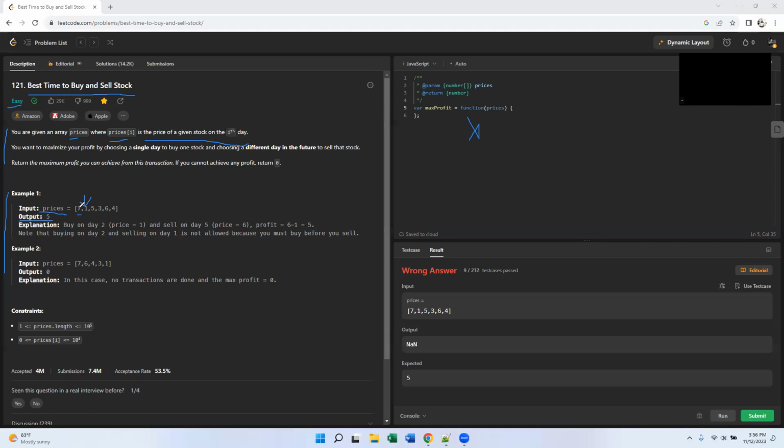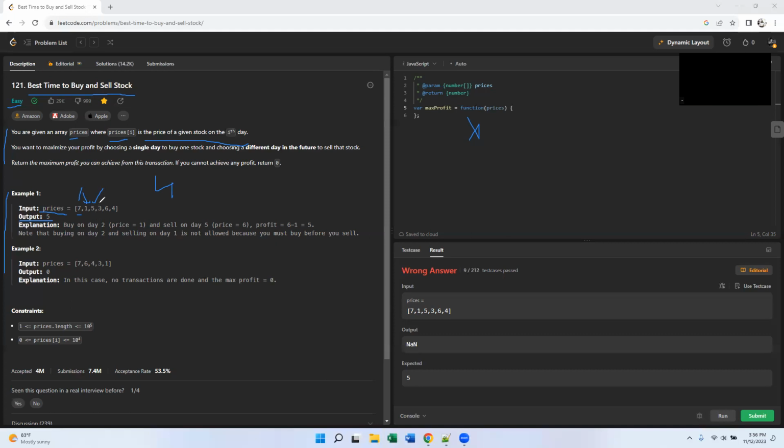So let's go one by one and see what we can do. Let's say we choose to buy the stock on the very first day, at the price 7. In the future, if we try to sell on any given day, we won't get a profit greater than 0. We'll get a negative profit, so we can leave that. Now let's buy on the second day, when the price was 1. If we sell on the third day, which is 5, then 5 minus 1 will be 4. So that's the maximum profit we have received as of now.